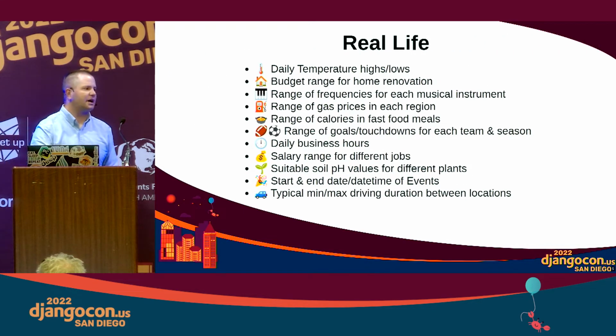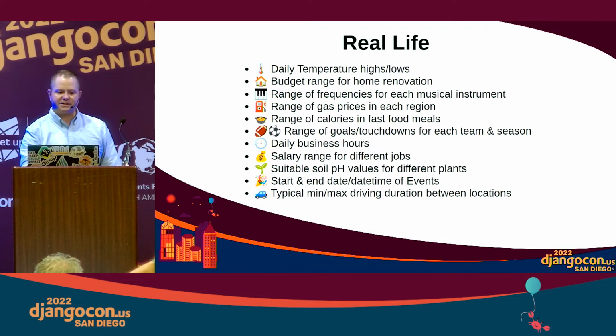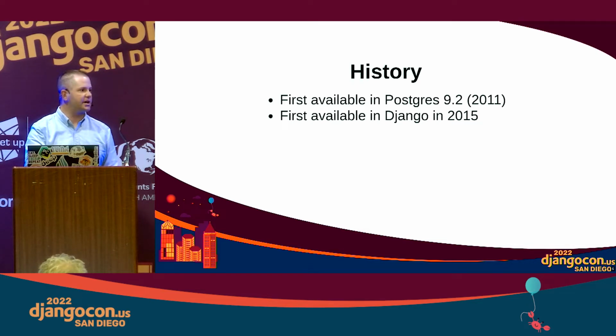In real life, ranges are used all around us all the time. It's just not something we generally think about a lot. Daily temperature highs and lows, the range of calories in a set of meals, or business hours for a set of businesses. It's something that is in most of our applications in one way or another. Range types have been around in Postgres since 2011, and since 2015, Django has had support for these.